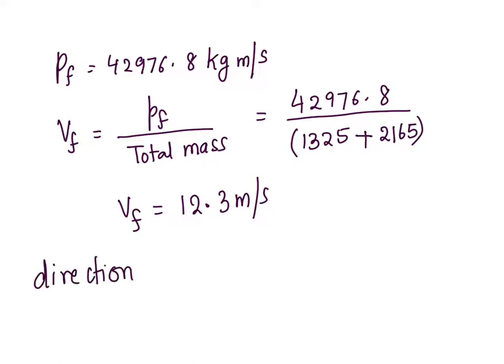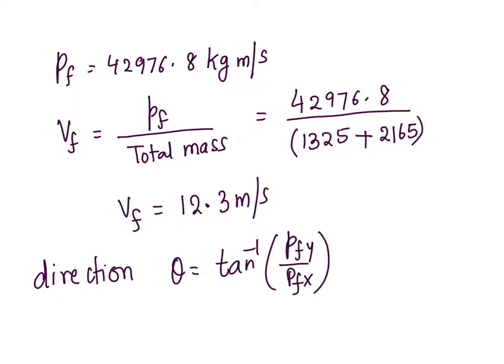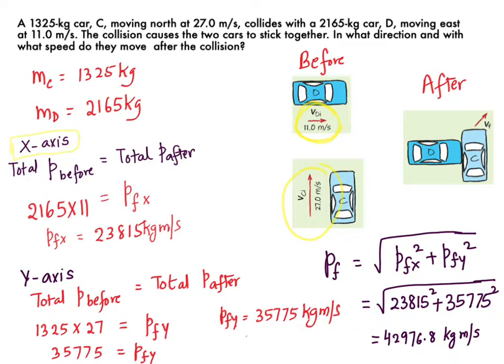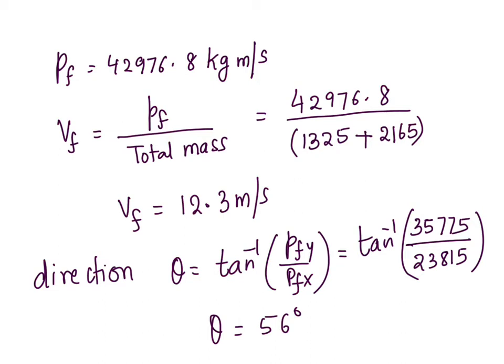To find the direction, we need to find the angle. The formula for the angle is tan inverse of the final momentum in the y-axis over the final momentum along the x-axis. Those two values we have from the previous slide. You can check, we have the final momentum in the x-axis and y-axis. So we just copy those values here, use our calculator and get the angle as 56 degrees.